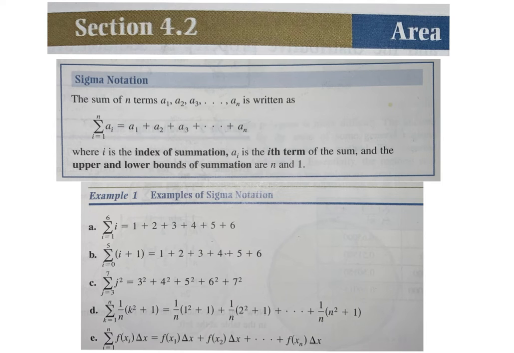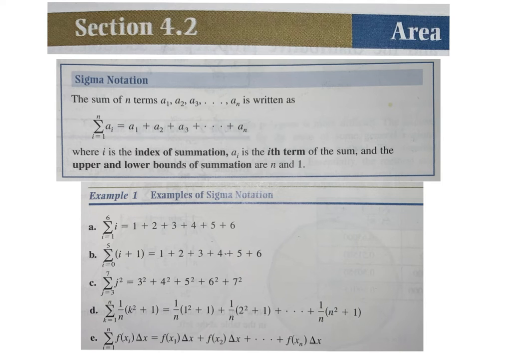So this symbol means summation. It's the Greek letter symbol. It's sigma. It is uppercase sigma, and it means add it all up. That's literally what it means. So this particular one says the sum of the n terms a sub 1, a sub 2, a sub 3 to a sub n is written like this.